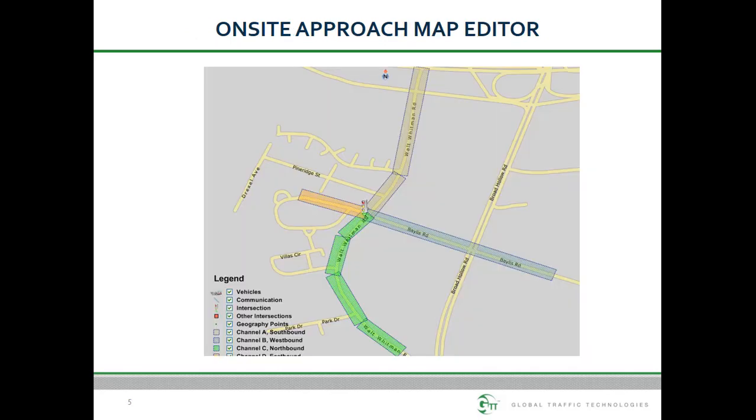Now let's review range settings for GPS. There's often a misunderstanding that GPS triggering points are based on the length of the approach map drawn using the approach map editor in ONSITE. It is not possible to draw the zones too long, but they can be drawn too short. It is very important that the approach zones be drawn long enough.